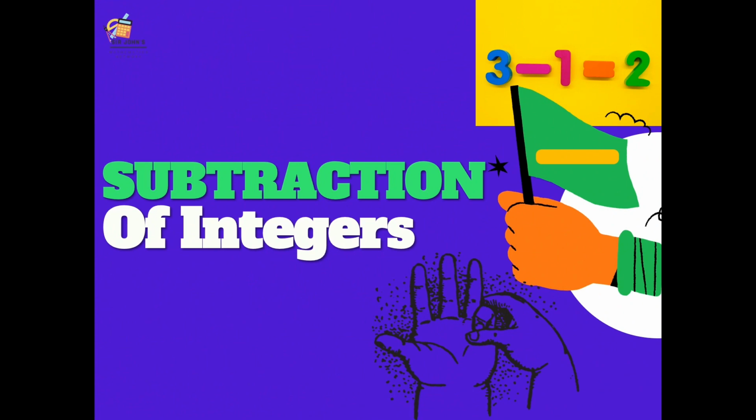Now, let us discuss subtraction of integers. We can also model the subtraction of integers using colored counters or poker chip model. Again, we will use positive blue chip to represent the positive integers and negative red chip for negative integers.